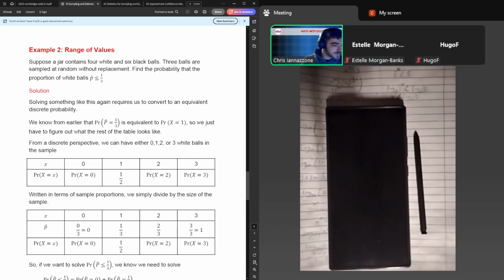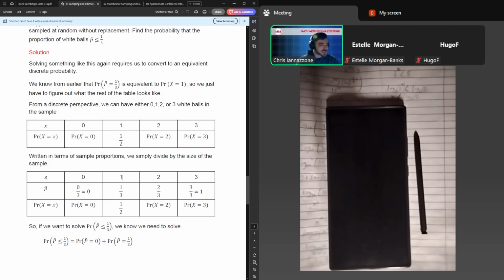Okay. Next up, range of values. Again, we're going to solve this the exact same way that we solve discrete probability. The goal is to take whatever your p hat expression is, and then convert that to an equivalent x equals thing. So we already knew from earlier that p hat being a third is the same thing as x equals 1, because we had 3 total things to choose from, and so 1 out of 3 means I got 1 out of the 3. So p hat being a third is the same thing as x equals 1.